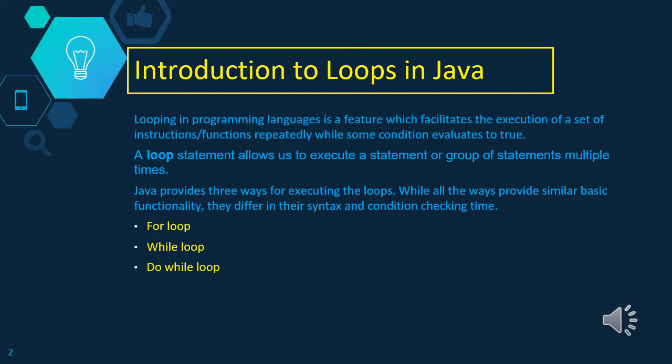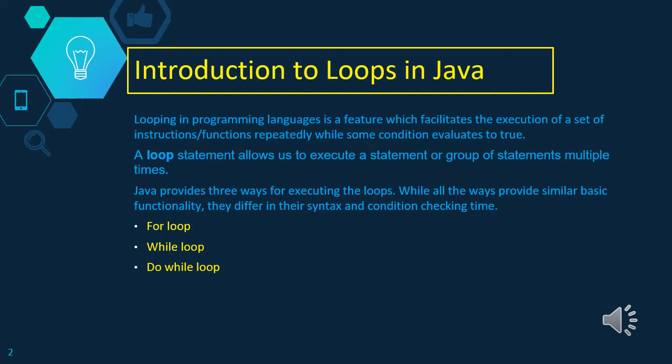Introduction to loops in Java. Looping in programming languages is a feature which facilitates the execution of a set of instructions or functions repeatedly while some condition evaluates to true. So a loop executes a block of code repeatedly, many times, until the condition of the loop becomes true. Loops allow you to execute a group of statements or a statement multiple times.